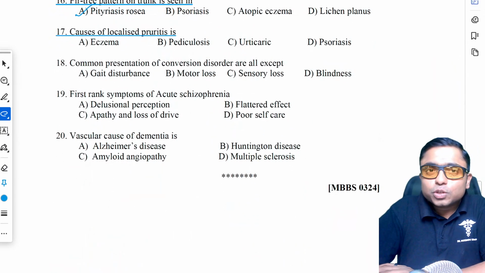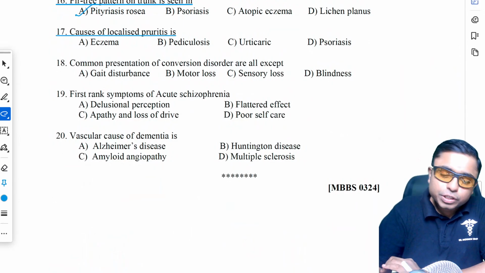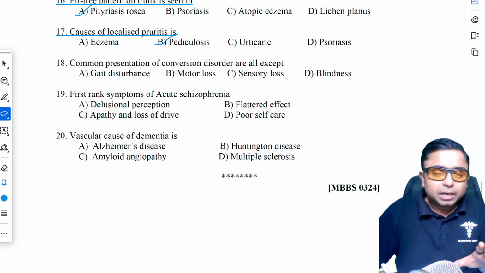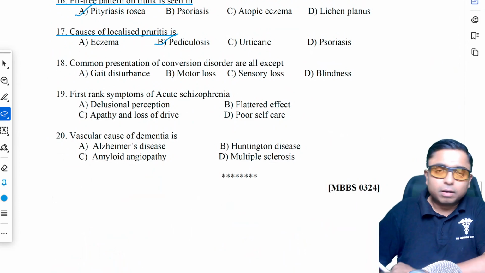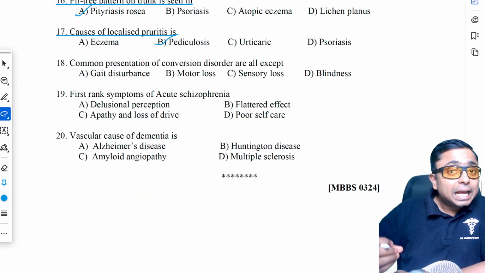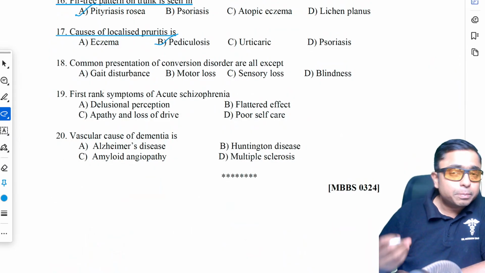Next is causes of the localized pruritus. So the better answer in this question is going to be pediculosis. But if you ask me, this would have been a multiple correct answer question. But here, if you have to select, you can select pediculosis. I hope all of you know it is due to the lice, and there are three types. It is head lice, body lice, and pubic lice.